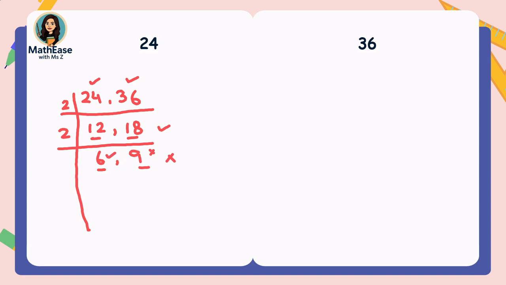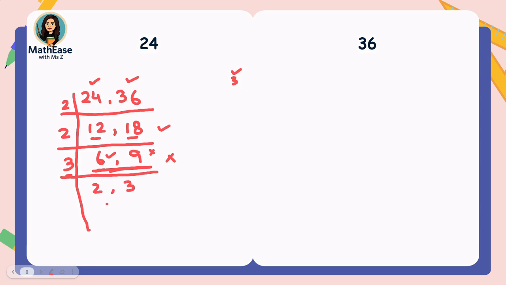So we move to the next prime number, which is 3. Can both 6 and 9 be divided by 3? Yes, they can. So we're going to divide them by 3. Remember, in HCF, GCF, or GCD, you have to make sure that both the numbers can be divided by the prime factor that you're using. So 6 divided by 3 is 2, and 9 divided by 3 is 3.